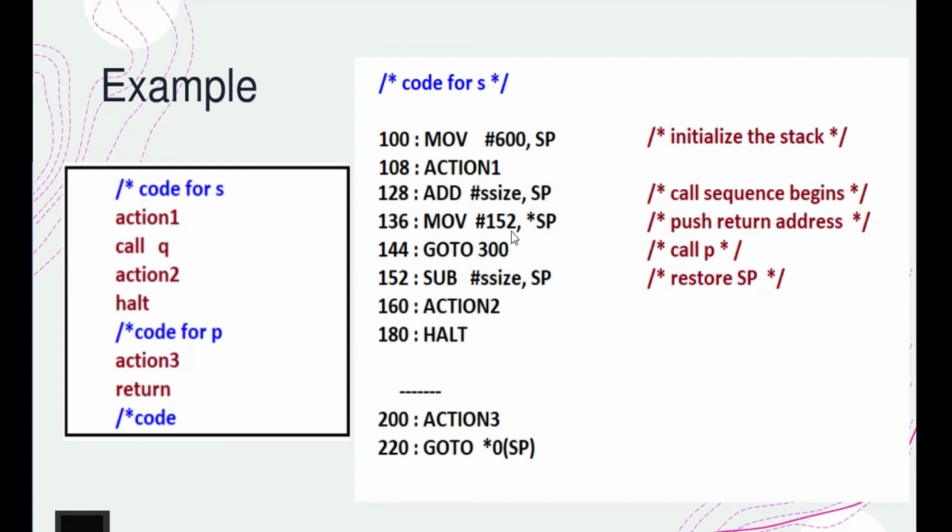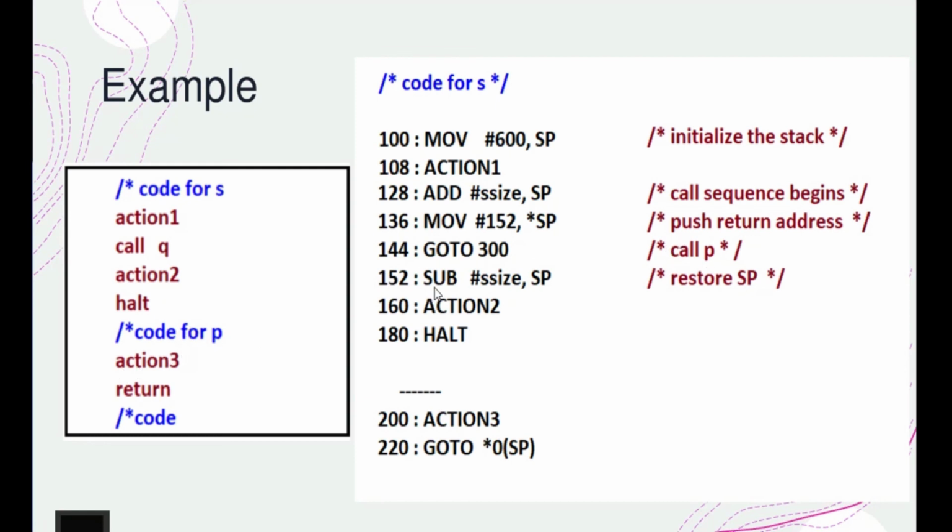Then move hash 152 comma star SP. This is used for saving the return address, and go to 300. So this makes a call to another procedure, go to 300. This will call the code for P, the procedure call.